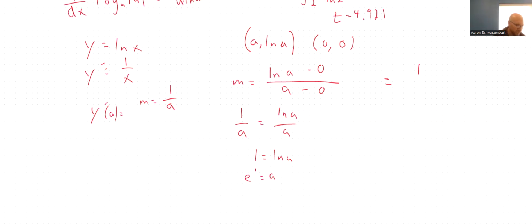The slope of my line, what is the value of m? M equals 1 over e. A little bit of a tricky problem, having to use the slope formula and set it equal to the derivative. Example 4 asks us to do this.